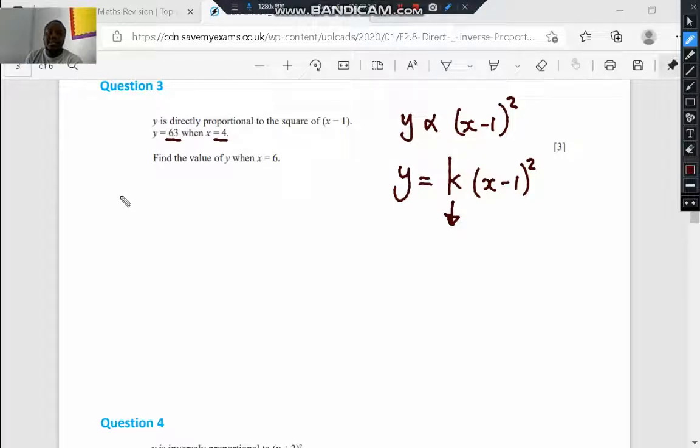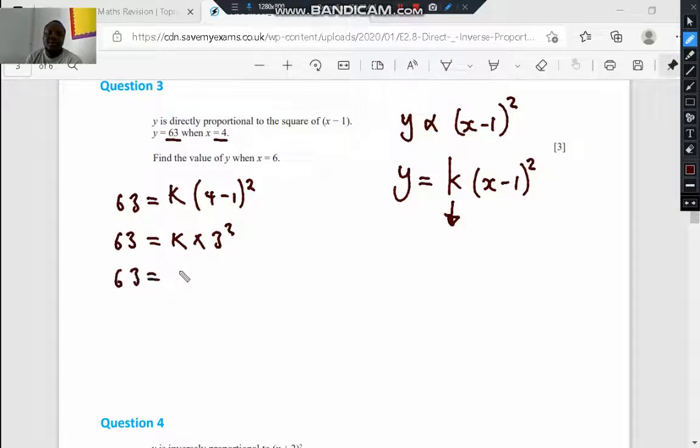So doing that quickly would mean 63 would be equal to k, and then open brackets 4 minus 1 and then squared. So we've got 63 equals k, and then we've got this times 3 squared, which implies 9. So we've got 63 equals 9k. We divide by 9, would find that k would be equal to 7, if I'm not mistaken. Let me just confirm. Yes. So this implies that our k, which is the constant of proportion, would be equal to 7.